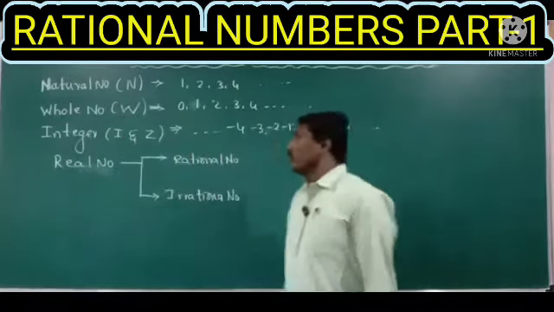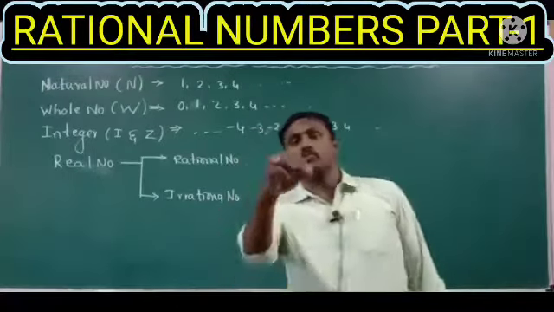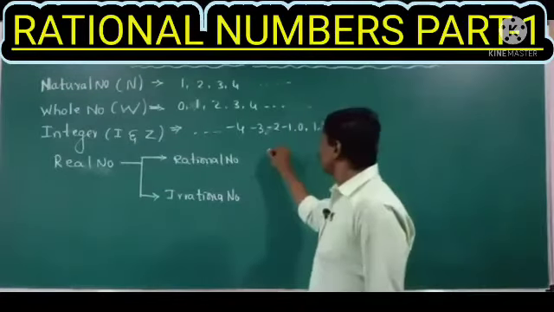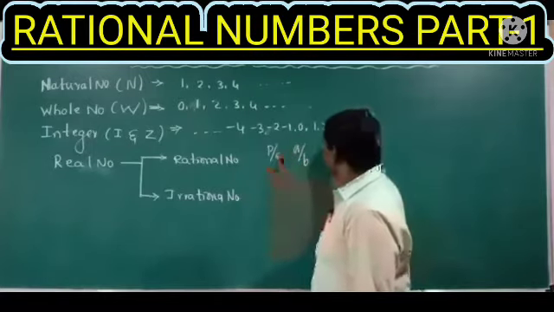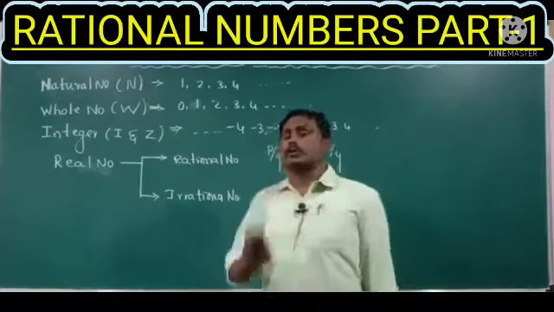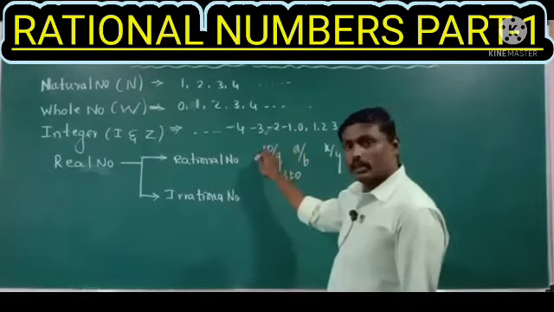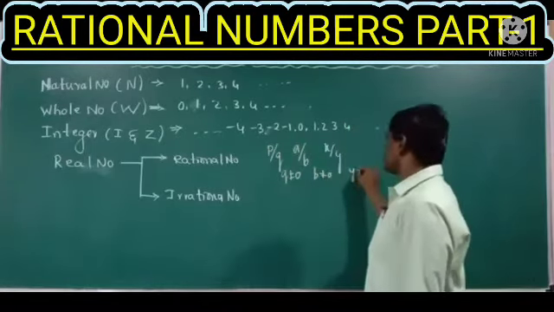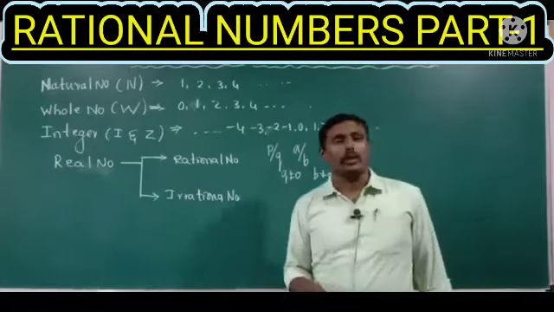So what do you mean by rational numbers? Rational numbers are the numbers which can be represented in the form of p by q, or a by b, or x by y, in which the denominator is not equal to 0. It means here q is not equal to 0. p is in the numerator place and q is in the denominator place. b is not equal to 0. Here y is not equal to 0. Right? So these types of numbers are called rational numbers.